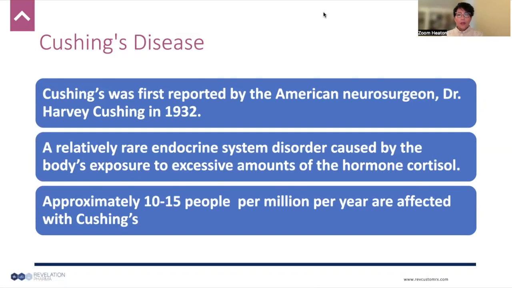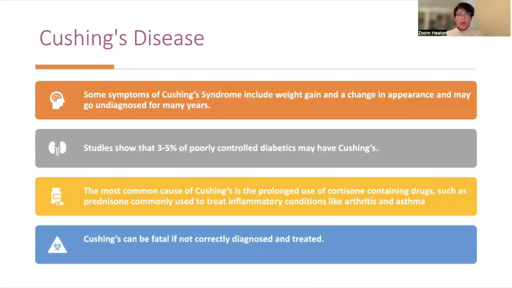And here, the diurnal rhythm of cortisol is not seen. It's usually due to a tumor that encourages improper and constant signaling to release cortisol. Some symptoms: we see weight gain, your appearance changes just because of fat redistribution, and it can go undiagnosed for many years. And studies show that 3 to 5% of poorly controlled diabetics may have Cushing's.